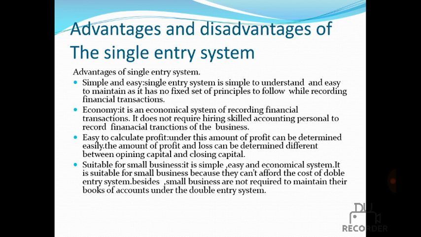And another point is easy to calculate profit. Under the method, profit can be determined easily. The amount of profit and loss can be determined from the difference between opening capital and closing capital.